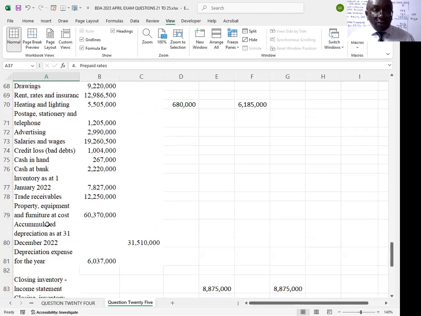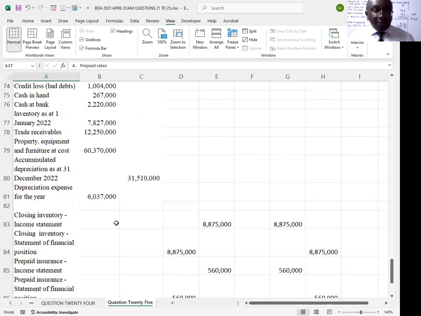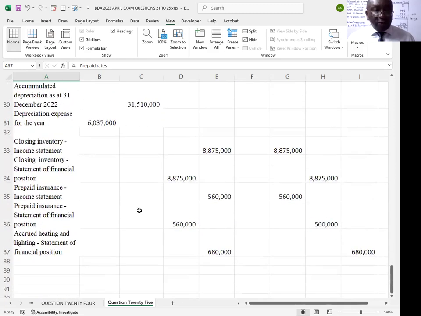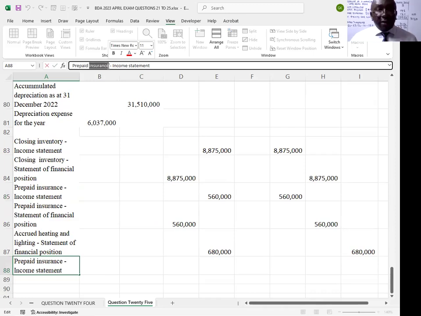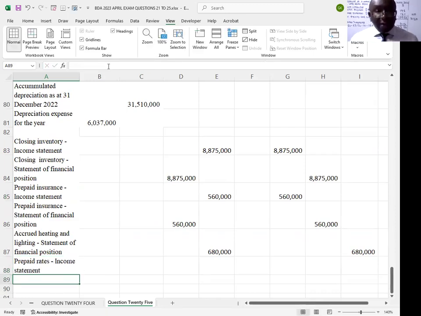Here. So what I will do, nitakuja hapa. There is that which will go to income statement. So I copy this one. I come and paste it there. Then I say this is prepaid rates. That's going to go to the income statement. And then I copy this one.